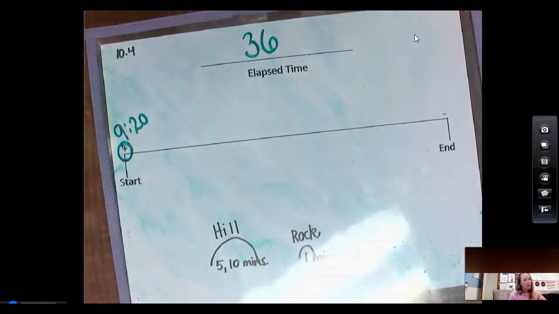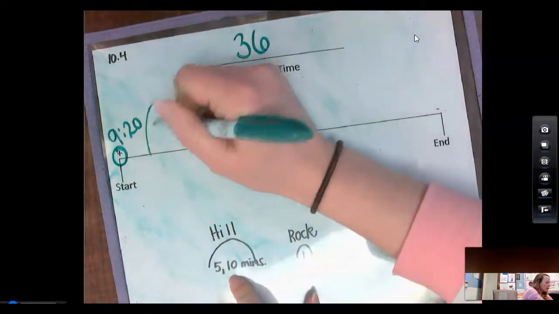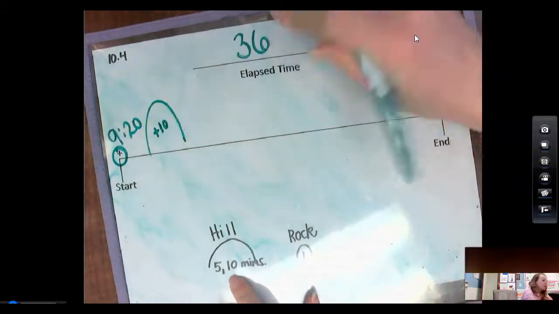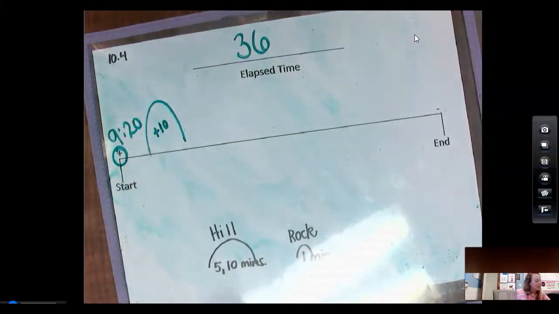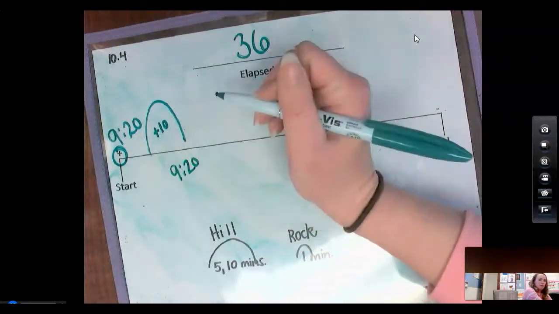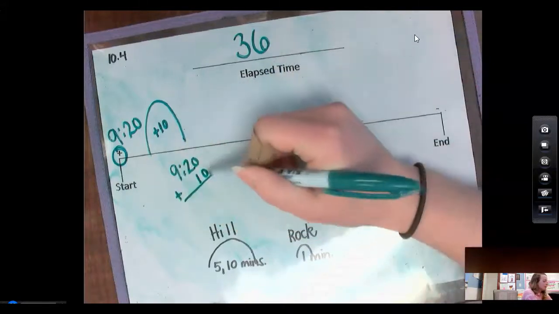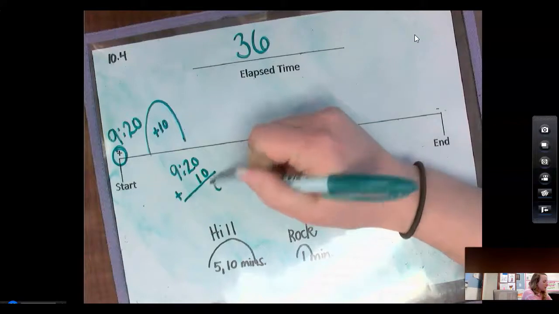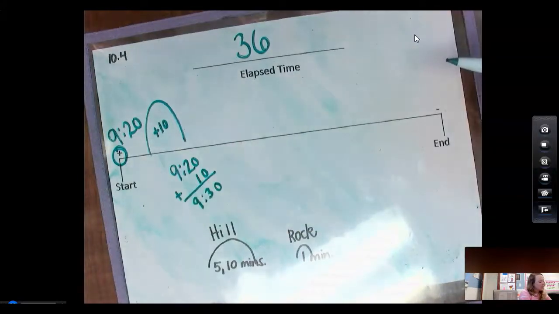All right, so what do you want to start with? All right, if you said we're going to start with a hill of 10, you're exactly right. Remember, we have to go 36 minutes. We're not close to the double zeros or 60 at this point, so we want to use that hill of 10. So I'm going to pull out 9:20. 9:20 plus 10. 0 plus 0 is 0. Drop my 3. Drop my 9. I'm at 9:30 at this point.